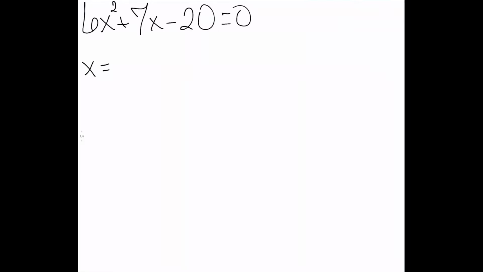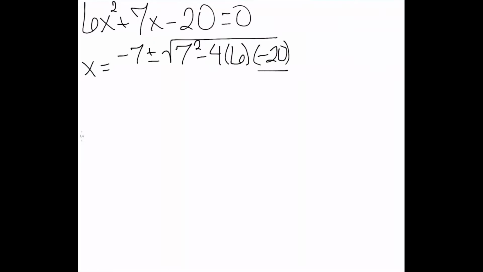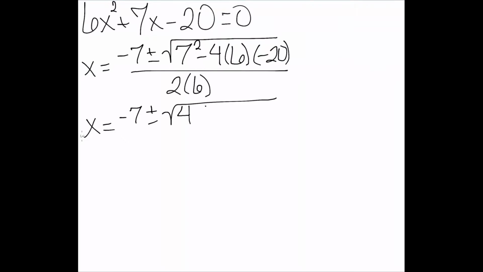My next one, 6x squared plus 7x minus 20. I have negative b, so negative 7, plus or minus the square root of b squared, so 7 squared, minus 4 times a, which is 6, times c, which is negative 20, all over 2 times a, which is 6. So that's negative 7 plus or minus the square root of, 7 squared is 49, and then negative 4 times 6 times negative 20 is positive 480. And 2 times 6 is 12.